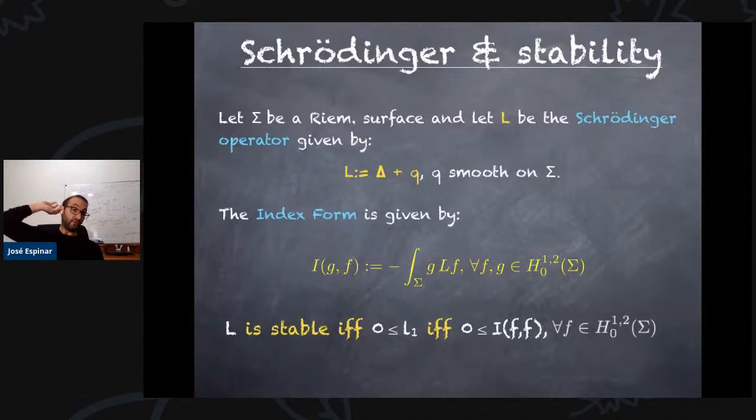We are going to call an operator defined on a surface stable if the first eigenvalue, ordered in increasing order, is non-negative. So all the eigenvalues are non-negative. Or equivalently, if the index form is bigger than or equal to 0 for any function that we plug into this index form.